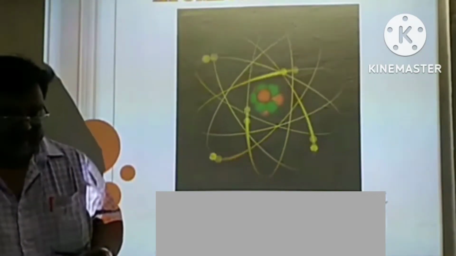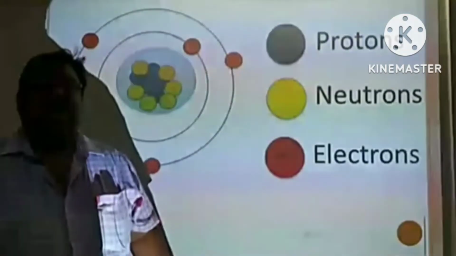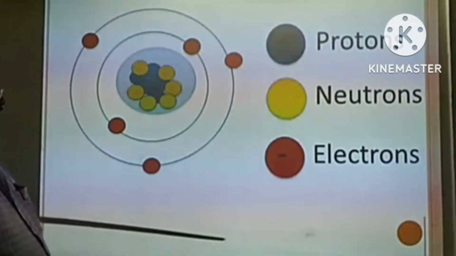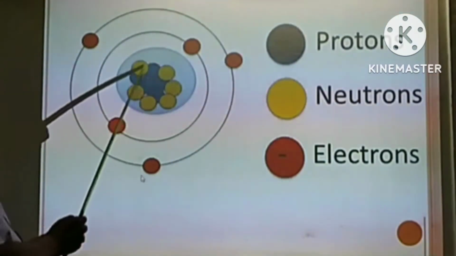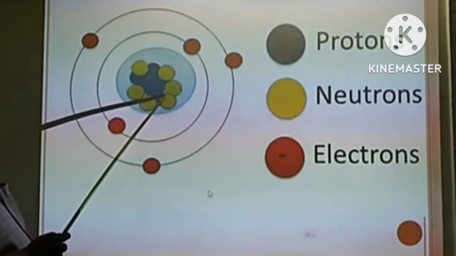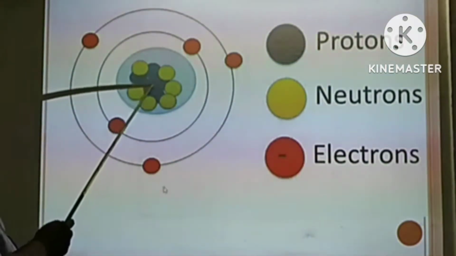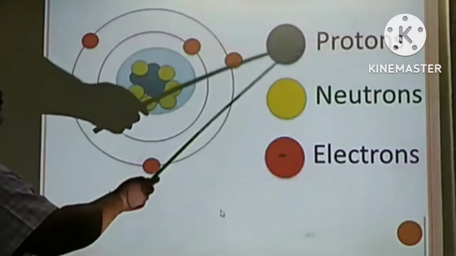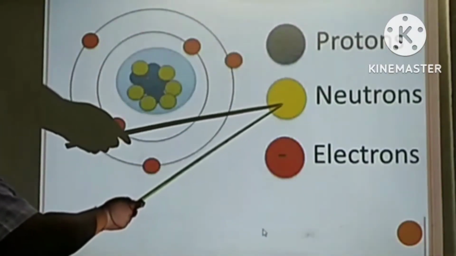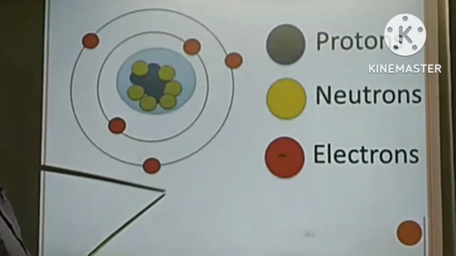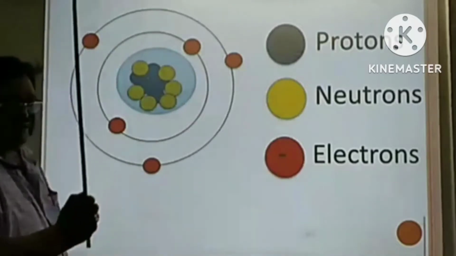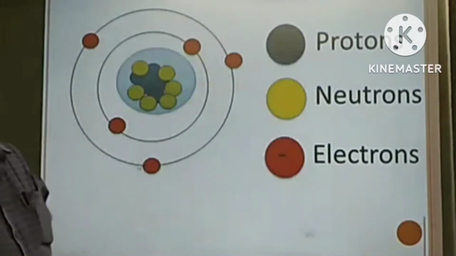However, out of these subatomic particles, there are three fundamental particles, and they are electron, proton and neutron. As you can see here, the central part of the atom, this one, is called the nucleus. It is positively charged. Inside the nucleus, we have protons and neutrons. Protons are positively charged and neutrons are neutral particles. And around this nucleus, electrons revolve. These are negatively charged particles. So these are the three fundamental particles.